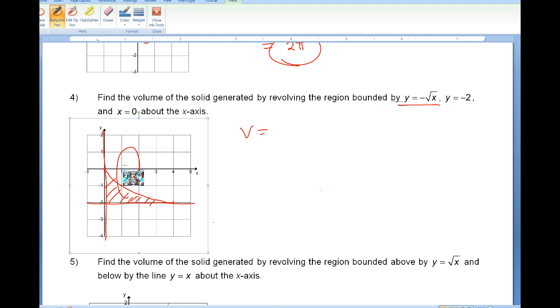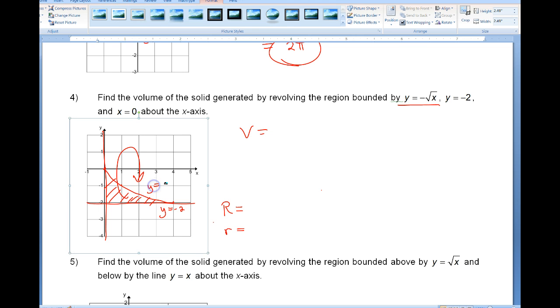It's under the x-axis, and we're going to rotate it. So it's helpful to think about what is the big R, what is little r. So we have a big R and a little r this time. The big R is the one that's further away from the axis. So we have this one. This is y equals negative 2, and this one is y equals negative square root of x. Which one is further away from the x-axis? Negative 2. So that's my big R.